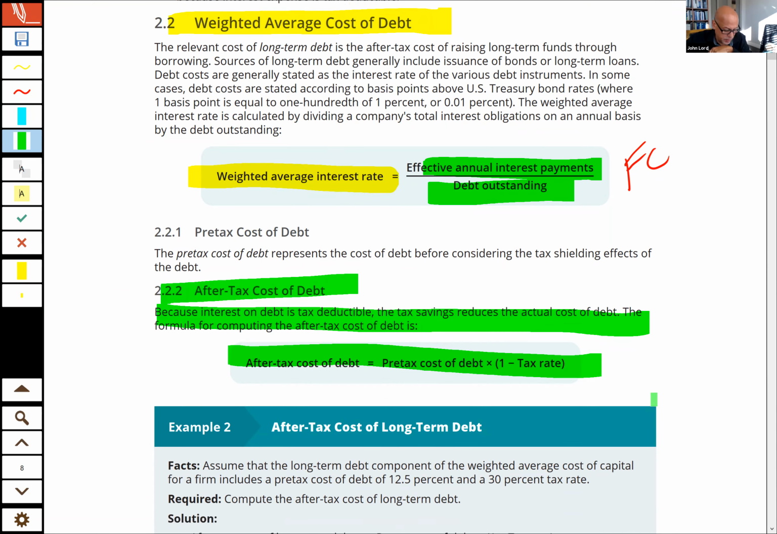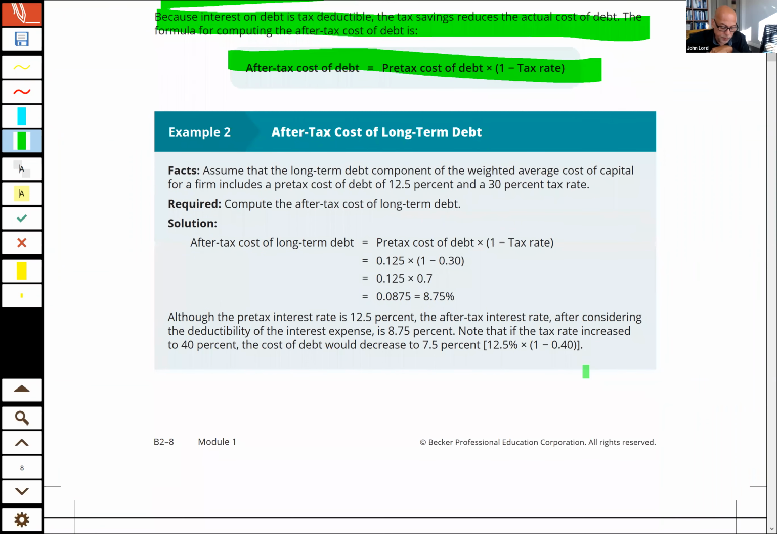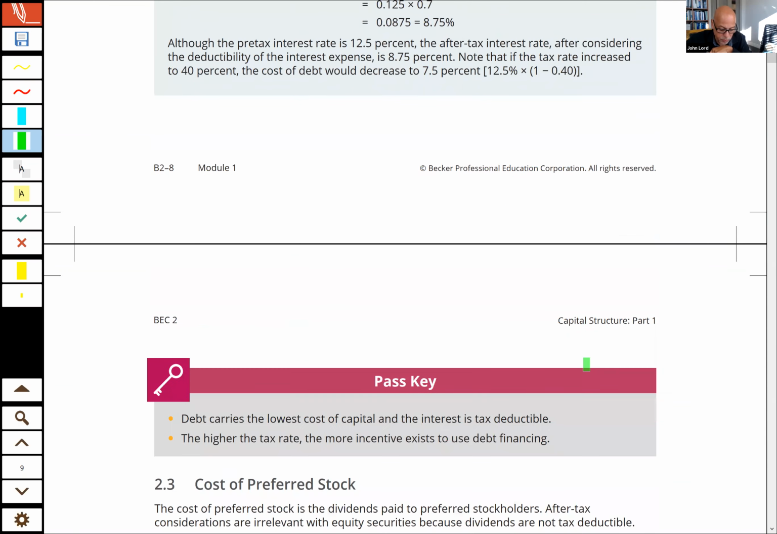All right, I'm not going to read that after-tax costs question. I think we get the point here that we have to multiply it by one minus the tax rate. We don't need to read through that question.